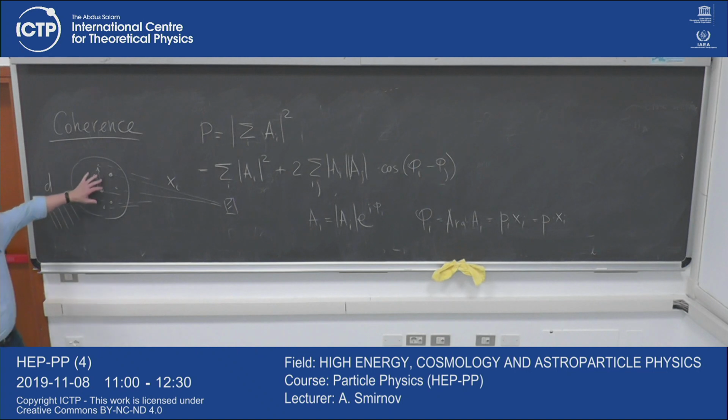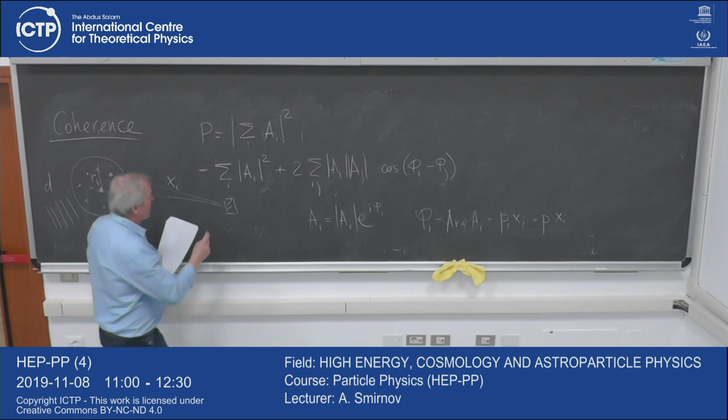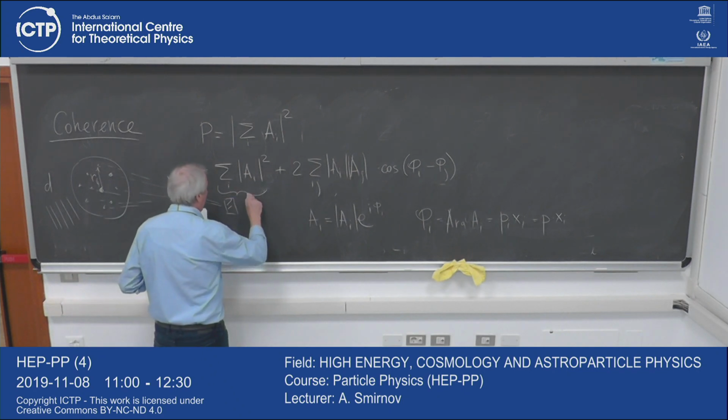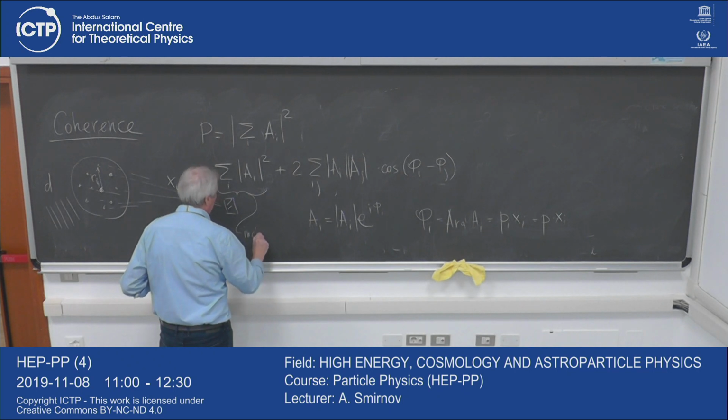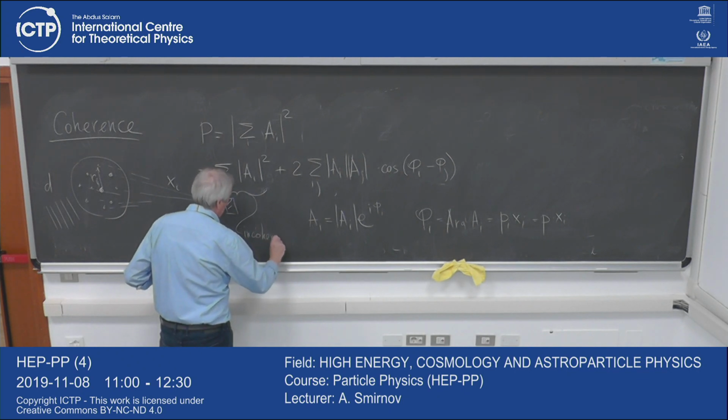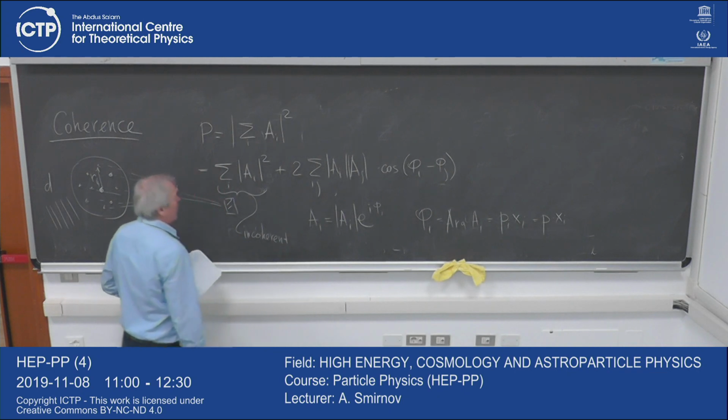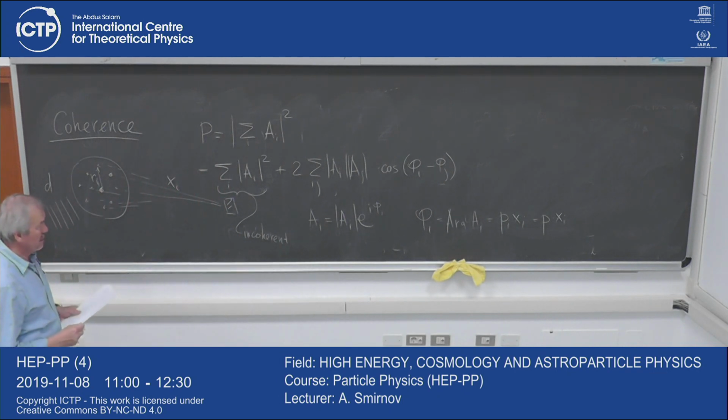Since these particles are in different places, the x is different, but it's different by the size of this body itself. And therefore you have this additional phase difference. Now this first term corresponds to what we call incoherent scattering. And this is interference.